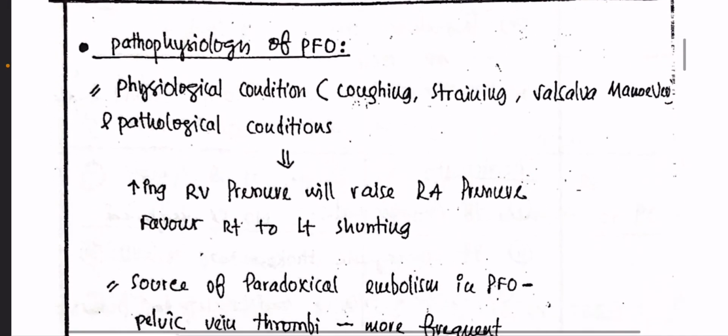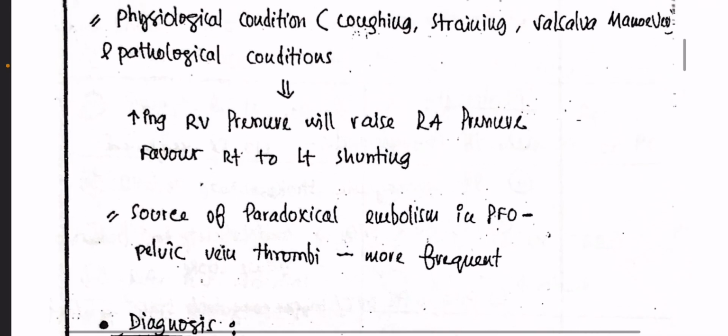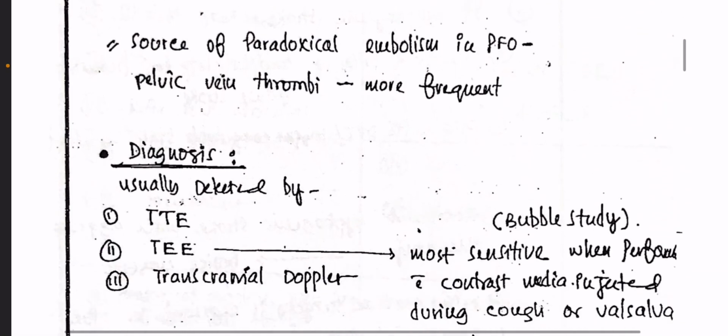Now, pathophysiology of PFO. Physiological conditions: coughing, straining, Valsalva maneuver, and pathological conditions increasing right-sided pressure will raise right atrial pressure and favor right to left shunting. Source of paradoxical embolism in PFO: pelvic vein thrombi are more frequent.